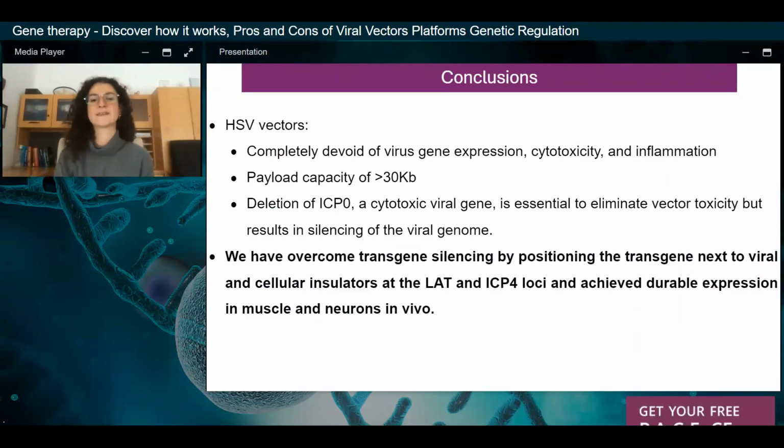So to summarize, we achieved to develop a gene expression vector completely devoid of viral gene expression, without cytotoxicity and inflammation. The payload is about 30-35 kb. Deletion of the ICP0 protein eliminated vector toxicity, but resulted in silencing of the transgene payload. And we were able to overcome this silencing by positioning the transgene next to viral and cellular insulators at the LAT or ICP4 loci, achieving durable expression in muscle and neurons.